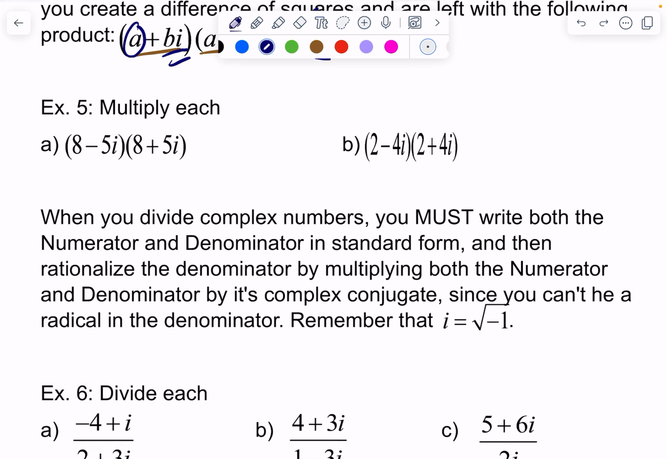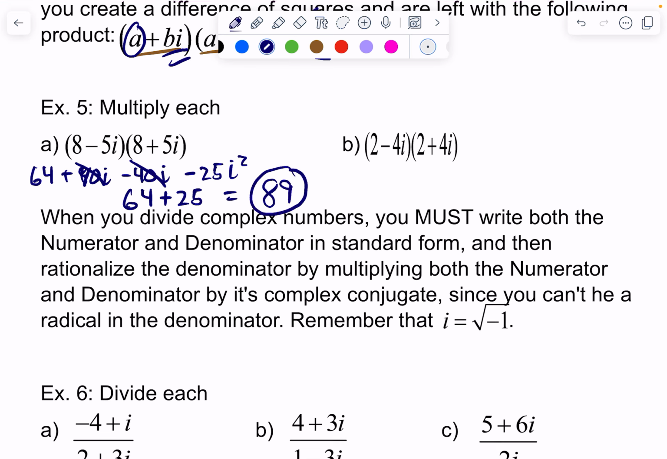So I've got 8 times 8, which is 64, plus 40i, minus 40i, and then minus 25i squared. Well, the 40i and the negative 40i cancel, and I've got 64. Negative 25i squared becomes positive 25, and that would be 89.